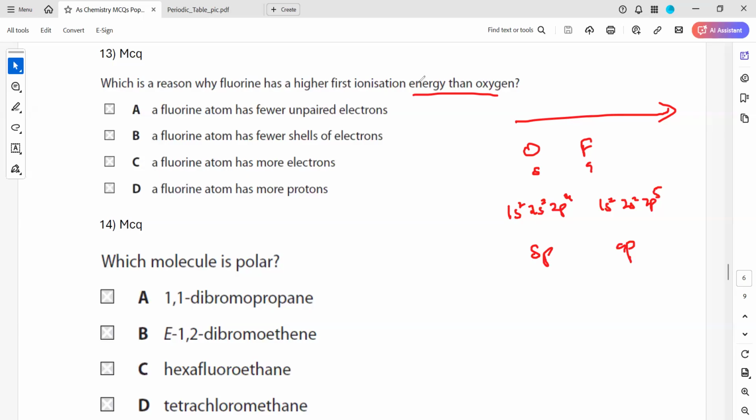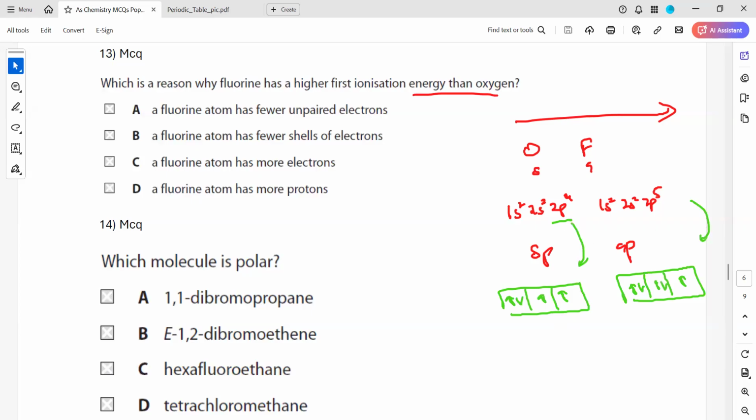When we draw the p orbital, like the p subshell, in oxygen, 2p4 means it will be like this. The electrons will occupy singly first and then there will be a pair in oxygen. But in fluorine, they first occupy singly and then they pair up. This is in fluorine and this is in oxygen.